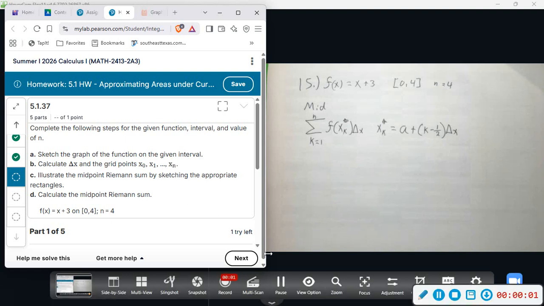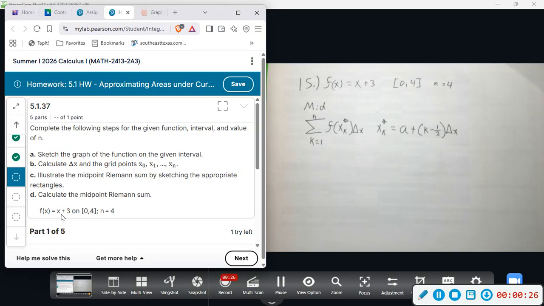All right, number 15, we're going to complete the following steps. There's 5 parts here. We're going to sketch the graph of the function on the given interval. We're going to calculate the change in x. We're going to illustrate the midpoint Riemann sum, sketching appropriate rectangles, and then we're going to calculate the midpoint Riemann sum. So here we just have a linear function.